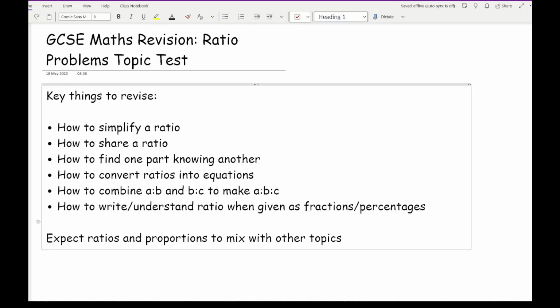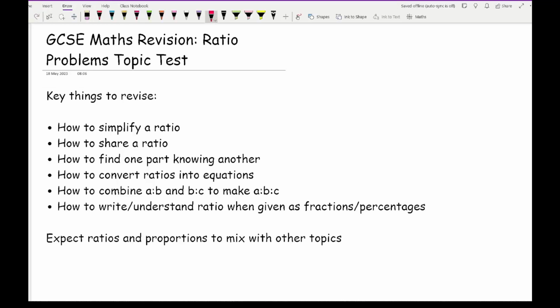Now before we get started working through some past exam questions related to ratios, let's just have a quick overview over what it is you need to revise when covering this particular topic. Now if you're not sure about any of the things that we mention, all you need to do is simply click on the link in the description. I'll include a lesson which goes over each of these particular points in greater detail.